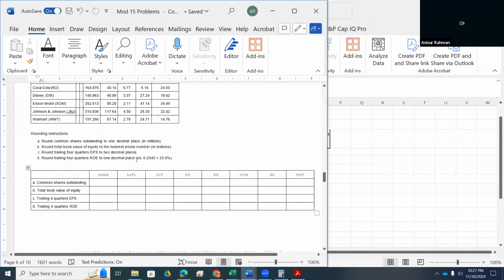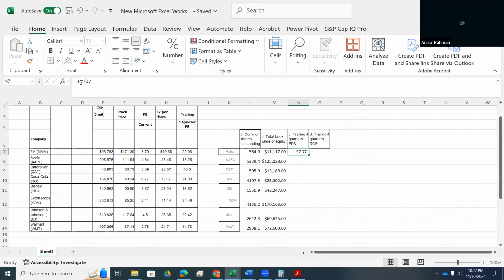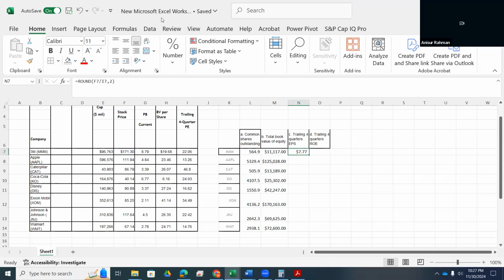Again, one more thing to note here, we want this in 2 decimal places. So I'm going to use the round formula at the end, comma 2. And then I can pull down.